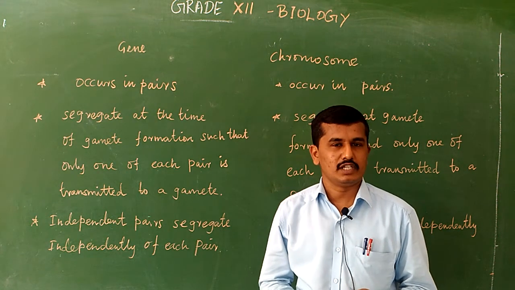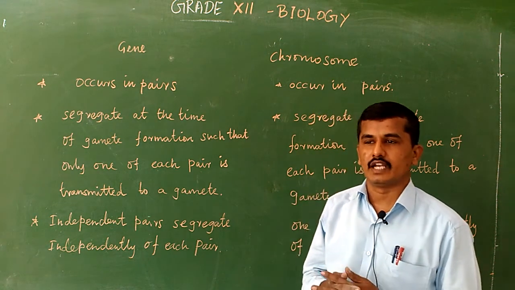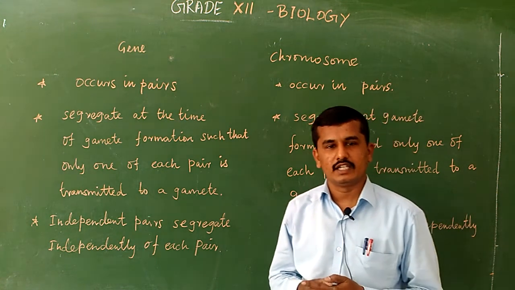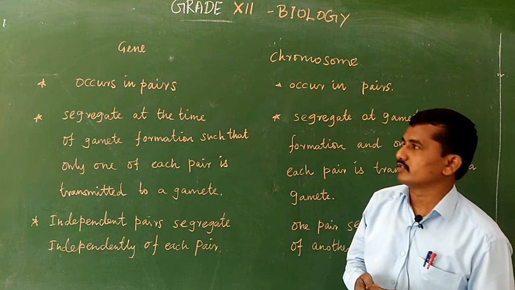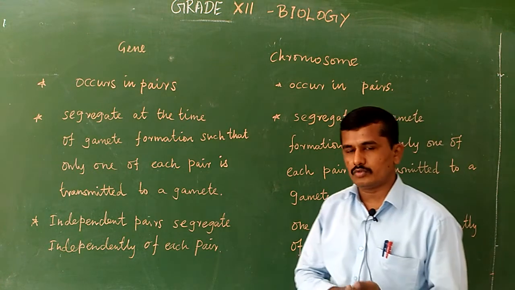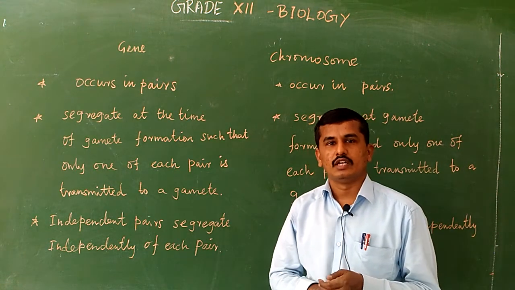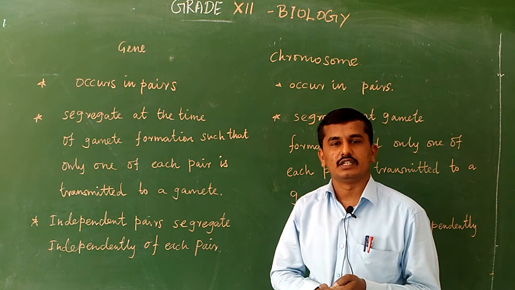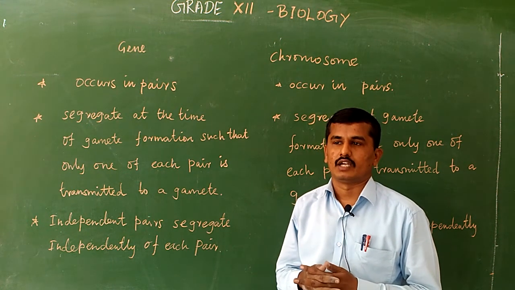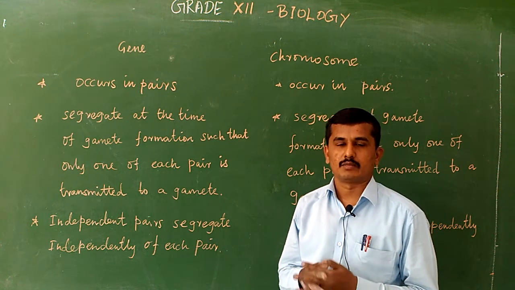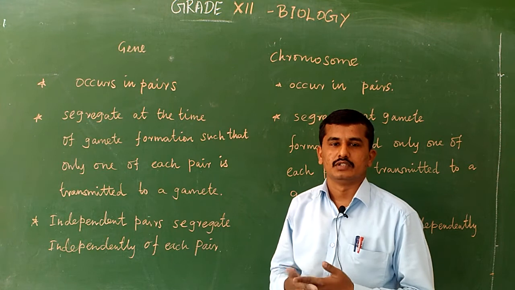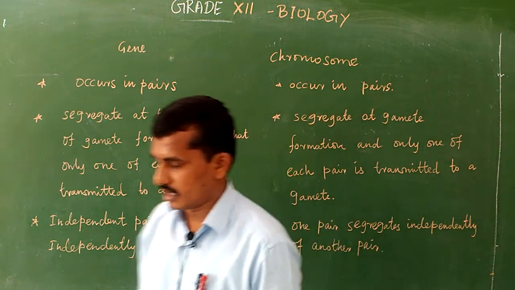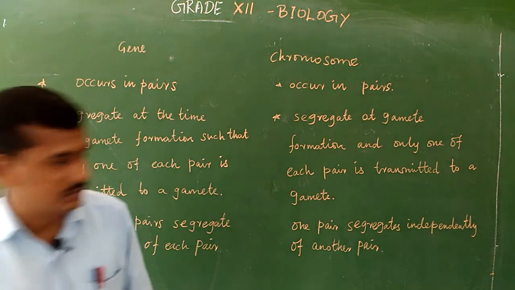Normally a gene is the segment of DNA which carries the information, inheriting the information from one generation to the next generation. And chromosomes, we know, are a structure present inside the nucleus, in the chromatin reticulum. Normally the chromatin reticulum slowly converts into chromosomes. So I will draw the diagram of chromosomes and the genes.